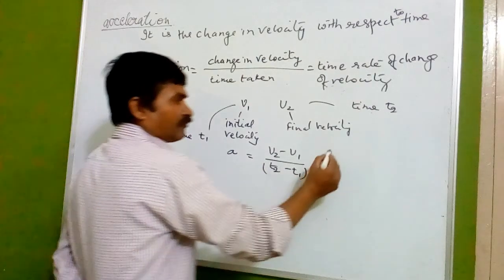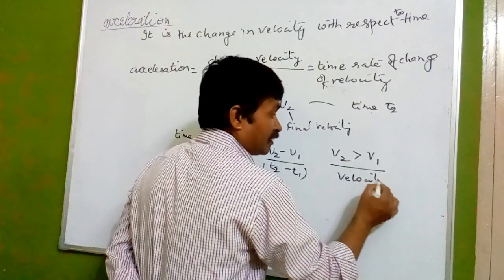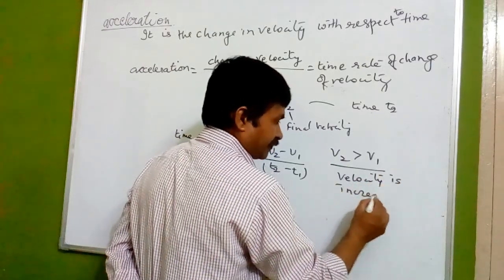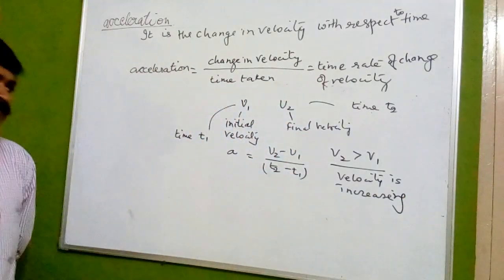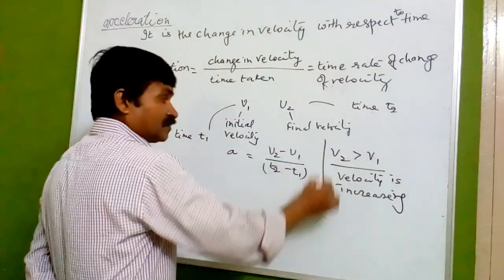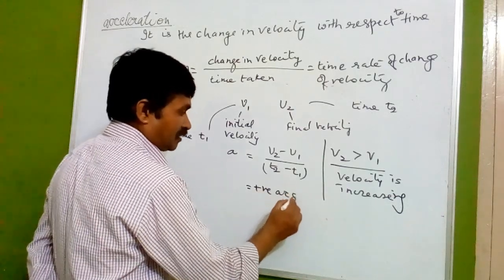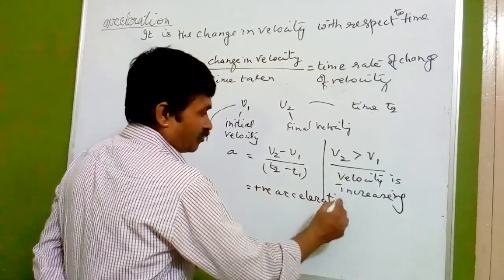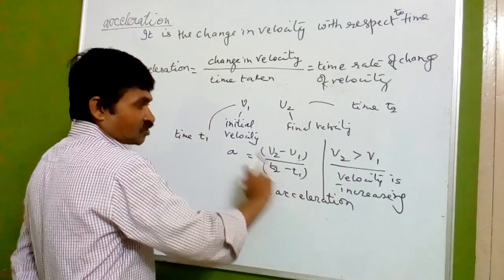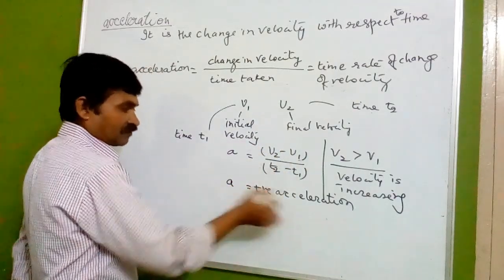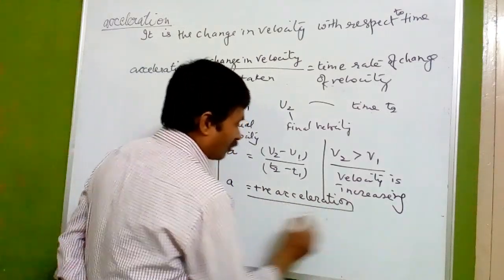Now here, if v2 is greater than v1, means the velocity is increasing. Then we can say it is a positive acceleration, because the difference which we are going to have, v2 is greater than v1, so definitely it is going to be positive. So that acceleration will become a positive acceleration. Now we simply call it an acceleration only.